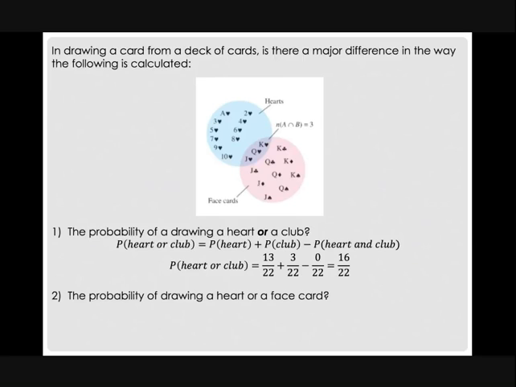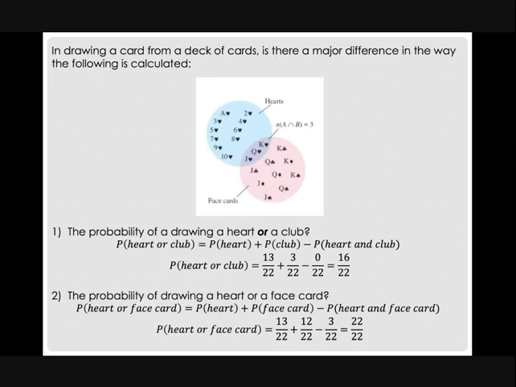Now, the probability of drawing a heart or a face card. Well, the probability of drawing a heart is 13 out of 52, and the probability of drawing a face card is 12 out of 52. However, we subtract the intersection of the two because you do have some cards that are hearts and face cards, and so they've been counted already. So we deduct those three, and we get 22 out of 52, which covers all of the cards that are listed here in the diagram.